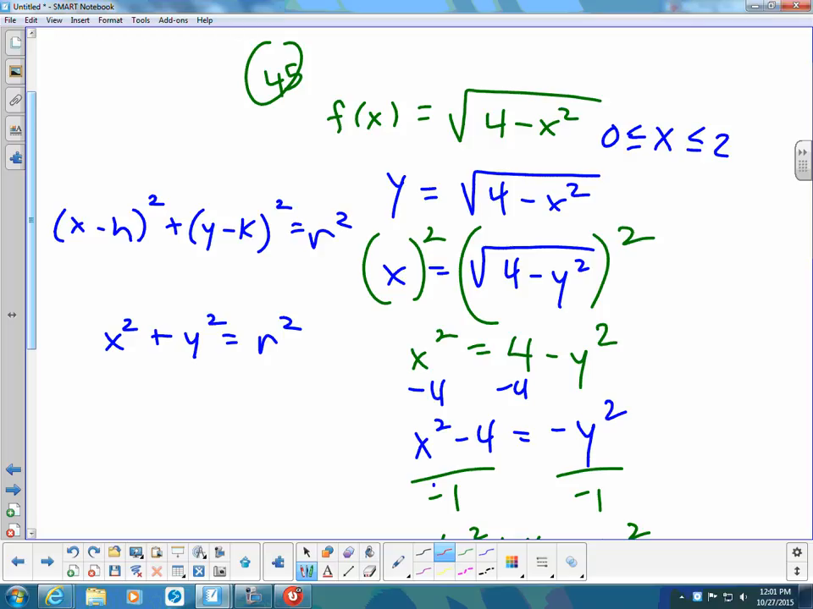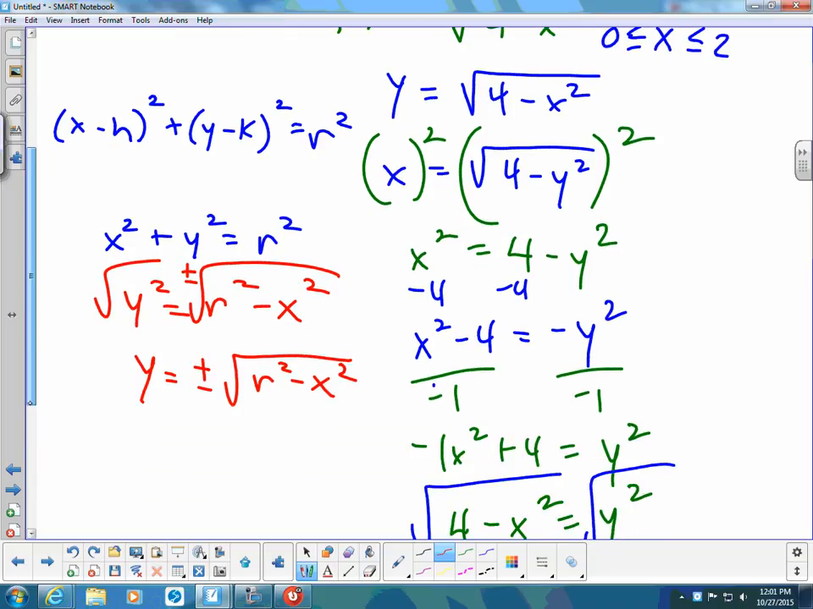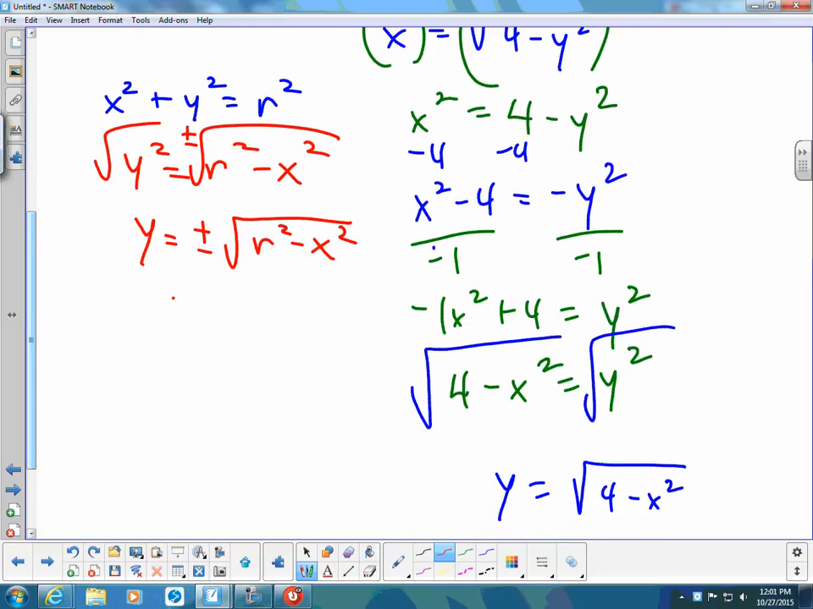Okay, so you know that we'd have to solve for y. So I would get y squared equaling r squared minus x squared. Take the square root of both sides, right? Don't forget your plus or minus though. And so we would end up with y equaling plus or minus square root of r squared minus x squared. And that's great. The positive square root would give us the top half of the circle. The negative part would give us the bottom half of the circle.